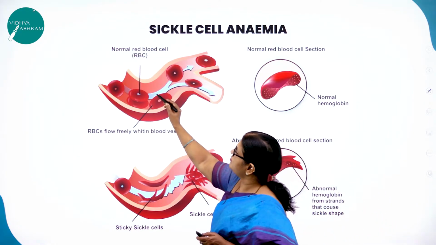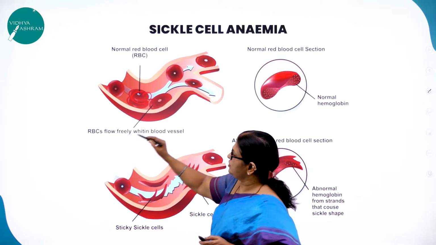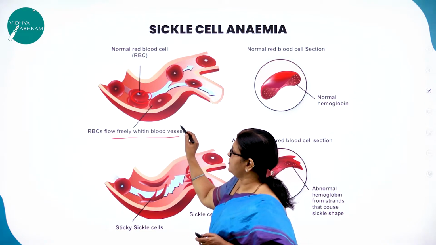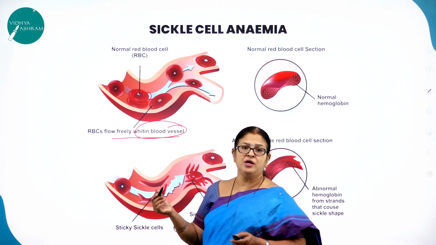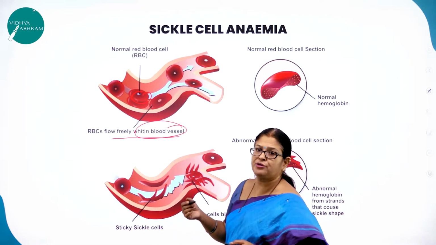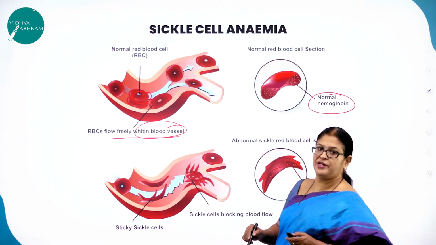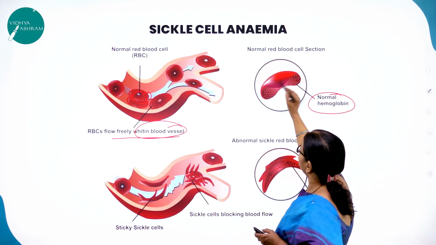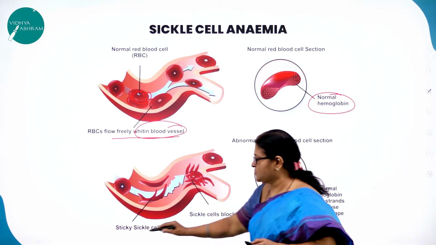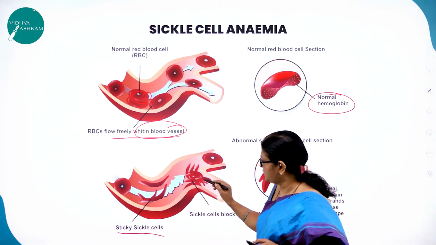Here you can see the normal blood vessels. See how they are. RBCs flow freely within the blood vessel. How do they flow? Because they are biconcave, so they are not going to rupture the vessel. Here you can see the normal hemoglobin. It is biconcave. You can see sticky sickle cells here. See, you can see the shape here.